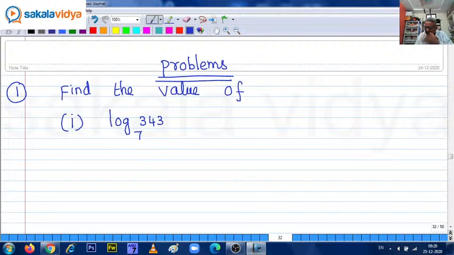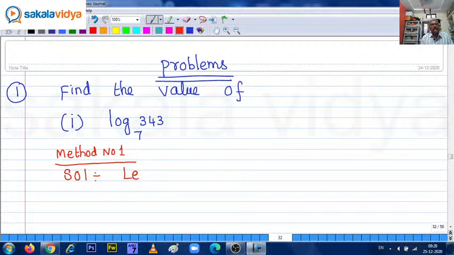Let me explain two methods here. First, method number 1. You need not do both methods; you can adopt any one of the methods in the examination. Solution. Let us consider log 343 to the base 7 is equal to x. We do not know the value. X value we need to find out. So in exponential form, we can write 7 raised to x is equal to 343.